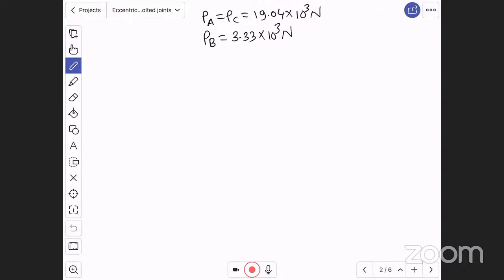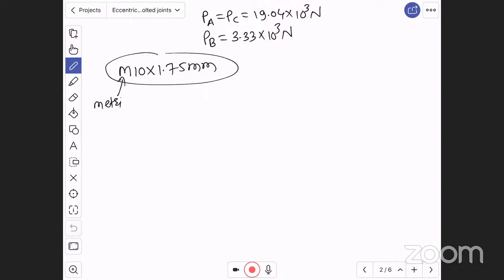Therefore, to find stresses, the bolt is given. What is the given bolt? Somewhere in the diagram, look at the diagram. They have mentioned M10 by 1.75 mm. M is nothing but metric thread, D is 10, which is nothing but diameter. Diameter is 10 mm, and this is the pitch. Therefore, pitch is equal to 1.75 mm.